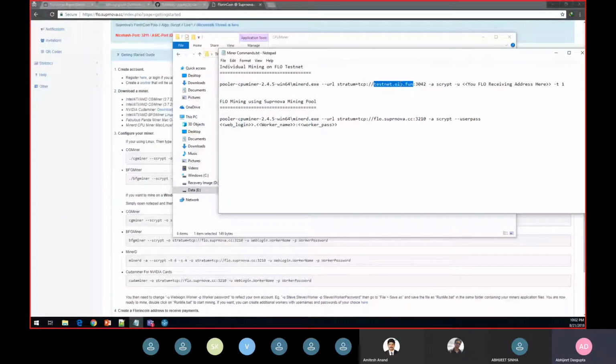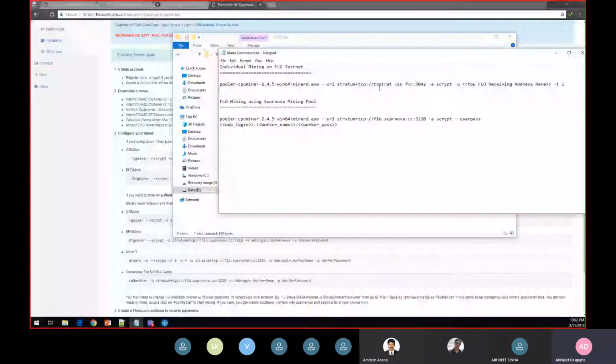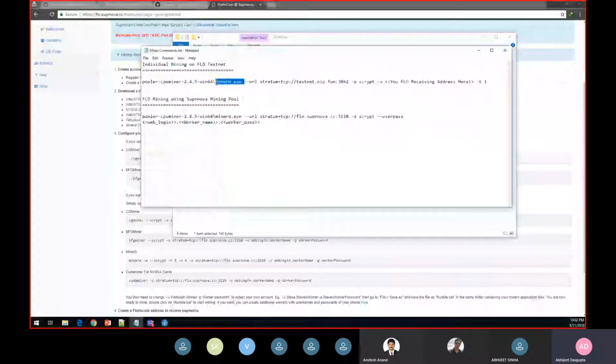OIP is Open Index Protocol, which is maintained by the FLO community itself. And the command that we are currently seeing is pretty much the same. You just need to invoke the minerd.exe command along with the URL of your mining pool. The testnet.oip.fun is the URL, and they use the stratum protocol. Obviously, the algorithm is scrypt, and in this particular mining pool that we are seeing, they do not actually require any username and password.